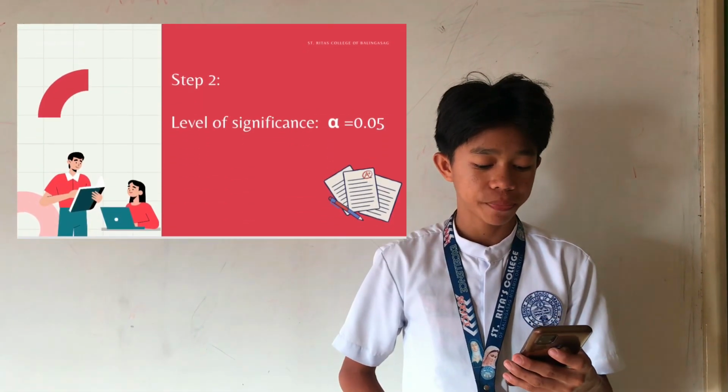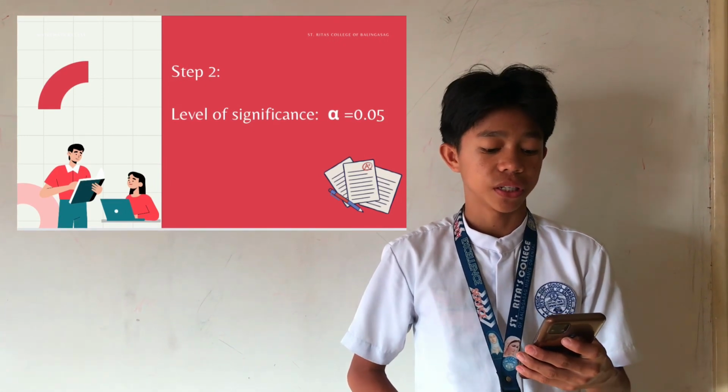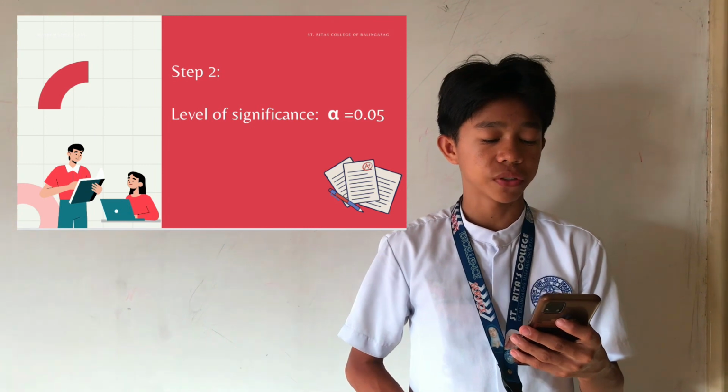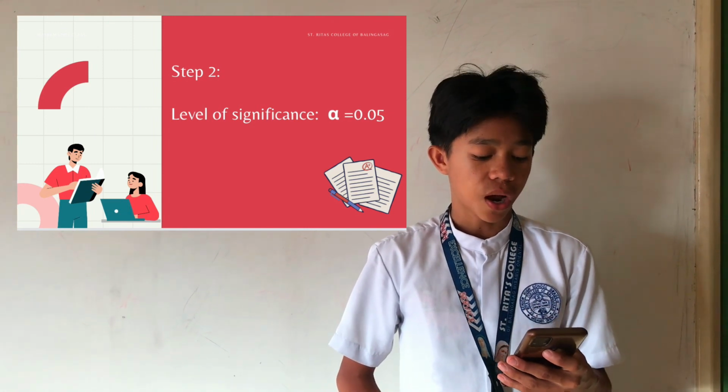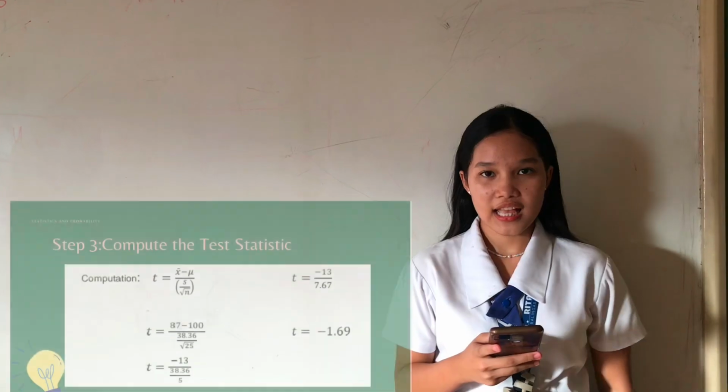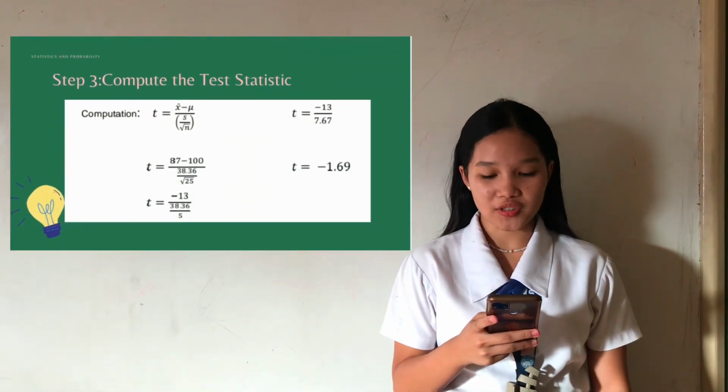Based on the problem, the level of significance is already given. Alpha will be used to represent the level of significance. Our level of significance is 0.05. Let's now proceed to step number 3.